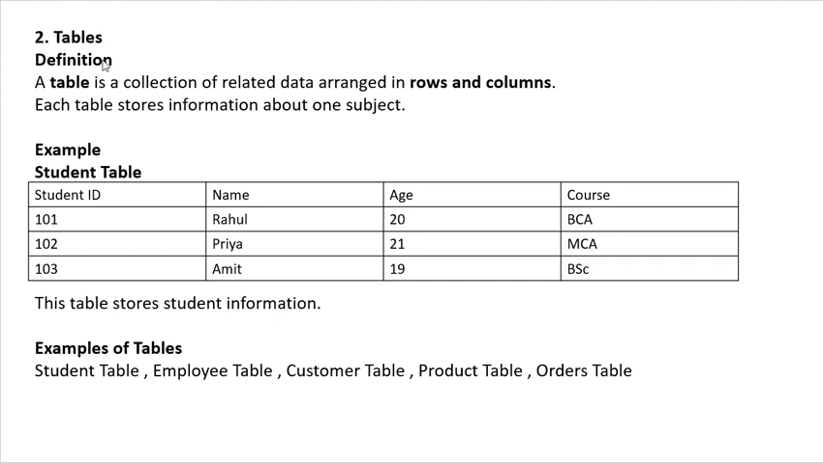Second is tables. A table is a collection of related data arranged in rows and columns, and each table stores information about one subject. For example, the first table's name is the student table. The student-related data is shown as student ID, name, age and course. This table stores only student information. Examples of tables are student table, employee table, customer table, product table and order table.